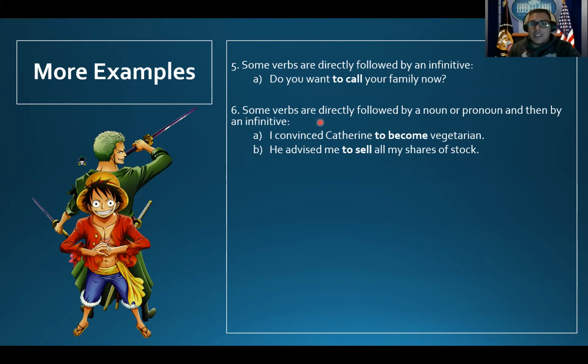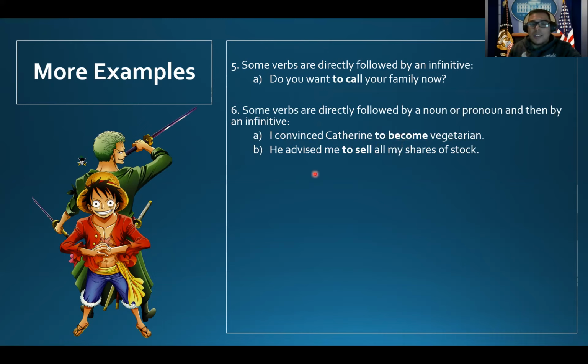So let's analyze. It's giving us a structure, right? So it says that we have a verb and then either a noun or a pronoun. And we do. I convinced Catherine to become vegetarian. So we have Catherine, this is our noun, and then followed by the infinitive.